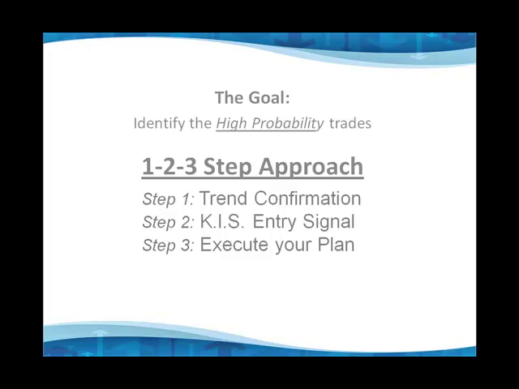We call this the 1, 2, 3 step approach. Step 1, we're going to identify a trend confirmation. This is like our first instrument or controls in the aircraft. This is going to give us some bearings on the market to allow us to then identify what we want to trade. Step 2, once we've identified a trend confirmation, is to identify the KISS entry signal, or the Keep It Simple entry signal. These two combinations of patterns or indicators put together allow us to have the highest probabilities in the trades that we take. The third step then is to execute your plan.